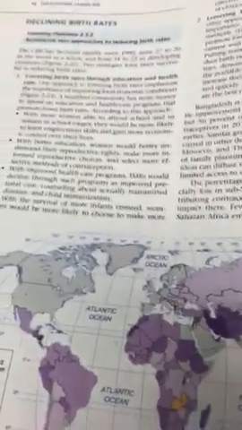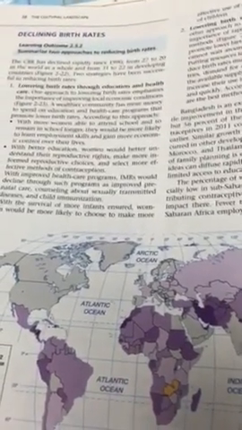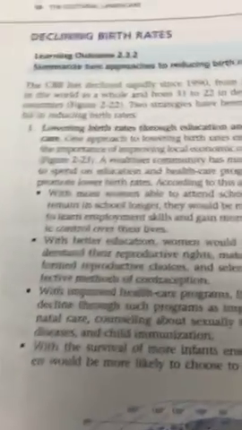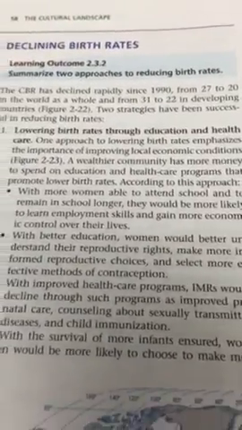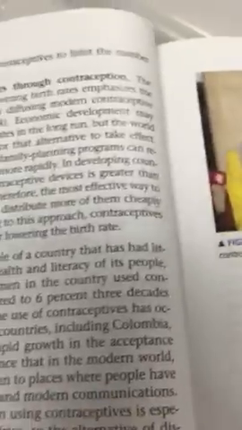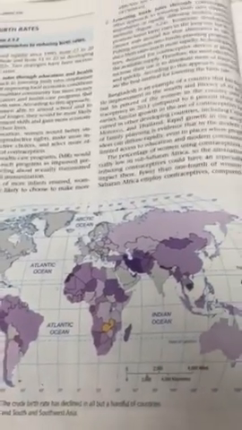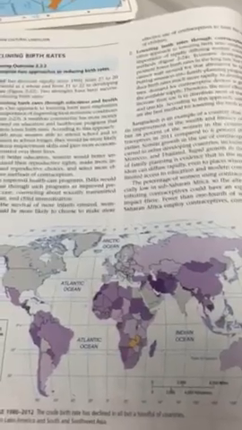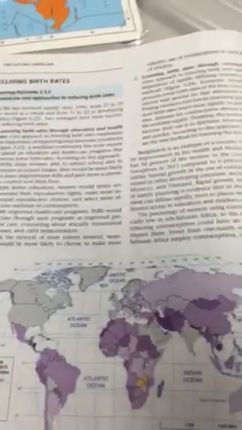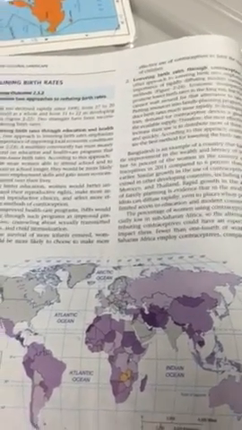All right, so you look at declining birth rates. When you look at this, you want to look at these main 2 things. I would summarize these 2 things: lowering birth rates through education and healthcare, and then lowering birth rates through contraception. One thing that you're going to be quizzed over is the best way to lower birth rates, and it's not through abstinence only. The best way to reduce birth rates is not only through abstinence, but also through contraception.